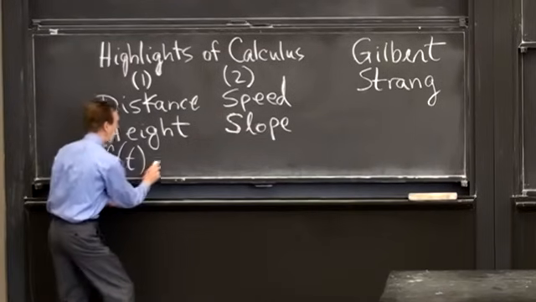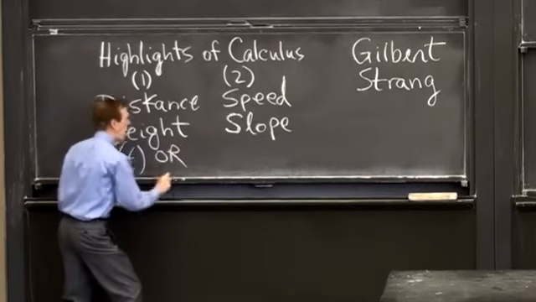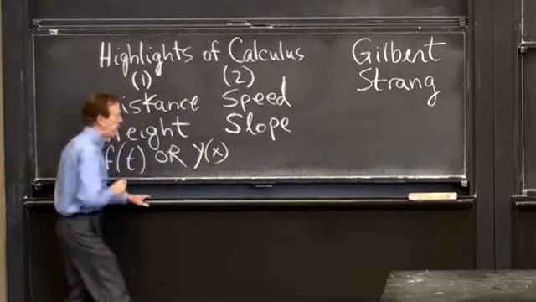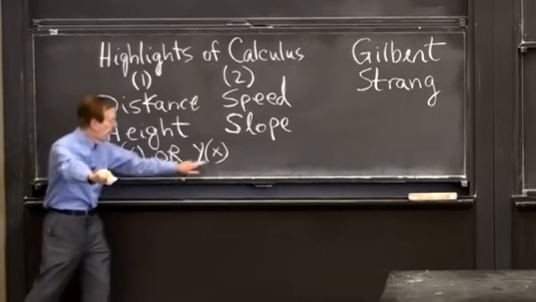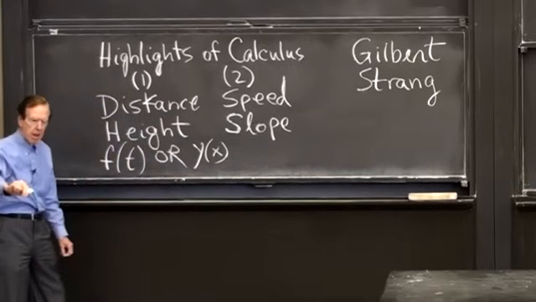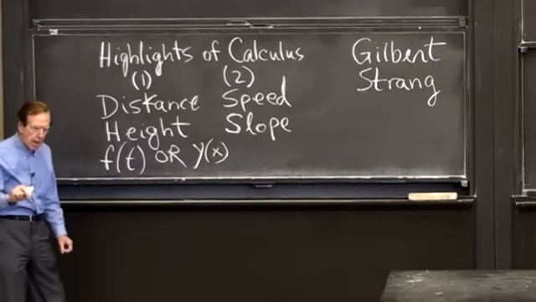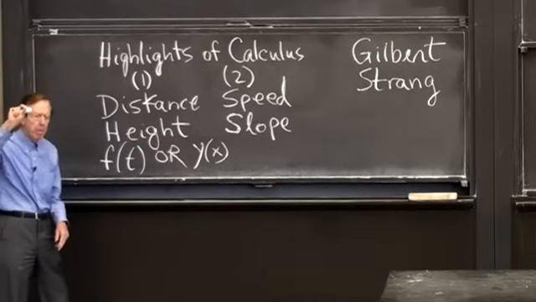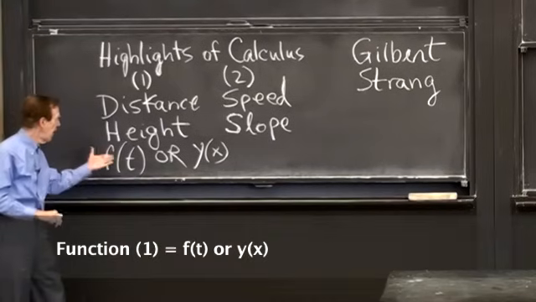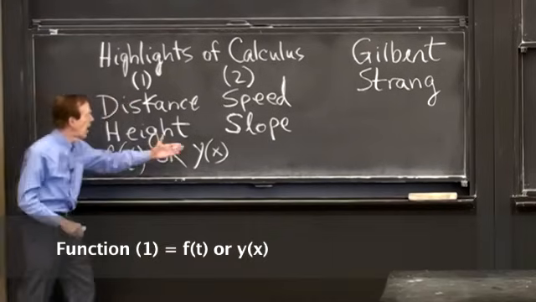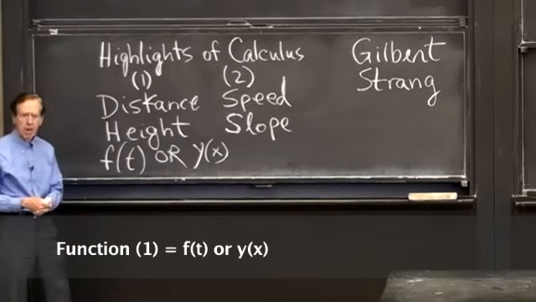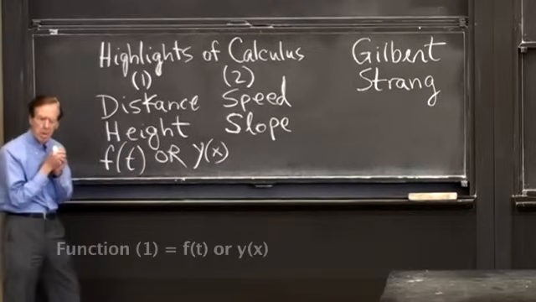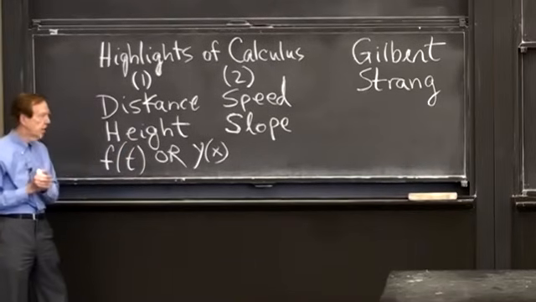Or in the case of height, maybe y of x would be the right one. X is how far you go across. That's the input. And at each x, you have an output y, how far up. So F is telling you how far, y is telling you the height of a graph. That's function 1. Two examples of function 1.